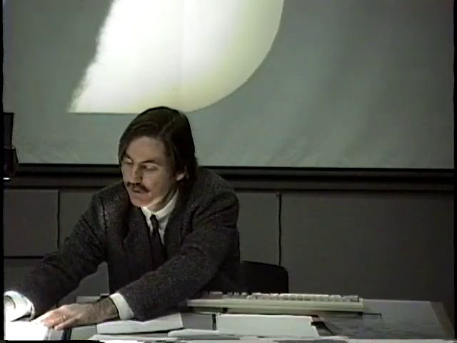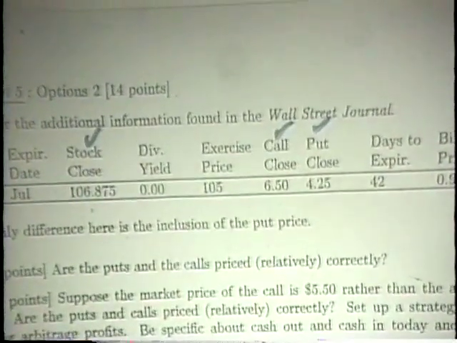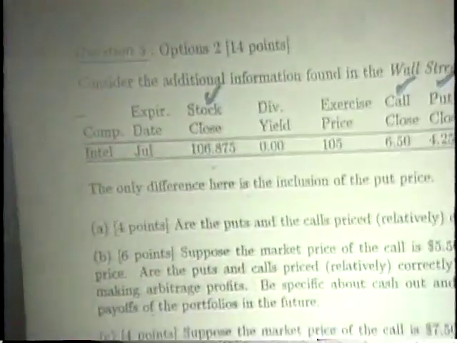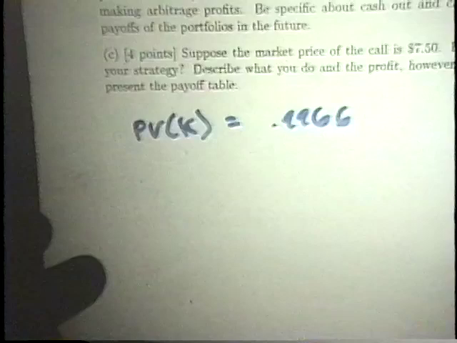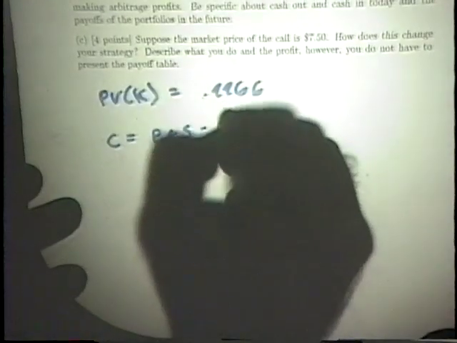In question number 5, it's a 14-point question, and it is basically a put-call parity question. We've done almost all the calculations already, so we know what the call is worth, we know what the put is worth, we know the stock price, and we know the present value of the exercise price from the previous question is 0.9966. Plug into the put-call parity formula, C equals P plus S minus PVK.